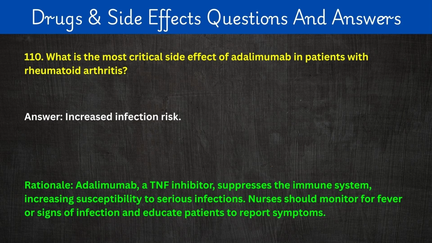110. What is the most critical side effect of adalimumab in patients with rheumatoid arthritis? Answer: increased infection risk. Rationale: adalimumab, a TNF inhibitor, suppresses the immune system, increasing susceptibility to serious infections. Nurses should monitor for fever or signs of infection and educate patients to report symptoms.